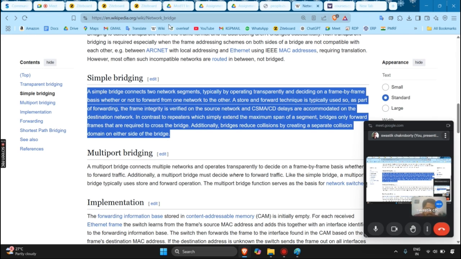A normal relay is a dumb device. Whatever data it gets, it will just forward that. But a bridge is not a simple store and forward relay. A bridge is something different.